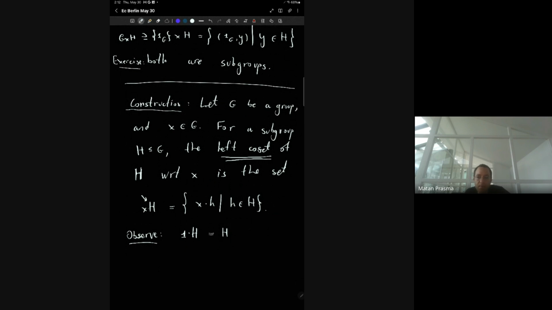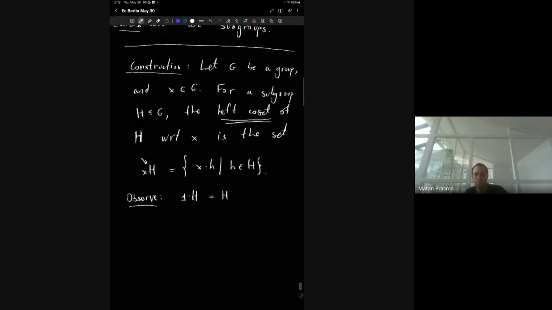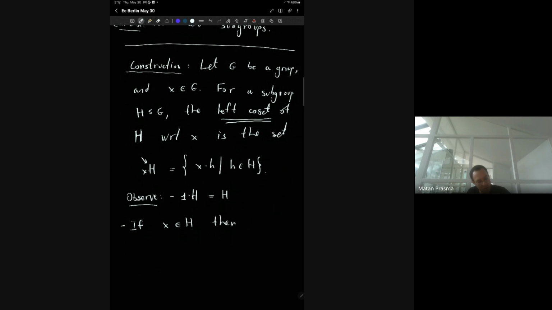And if X, so this, the first observation is this. The second, if X is in H, then the coset of X H is again H. Right? Why?